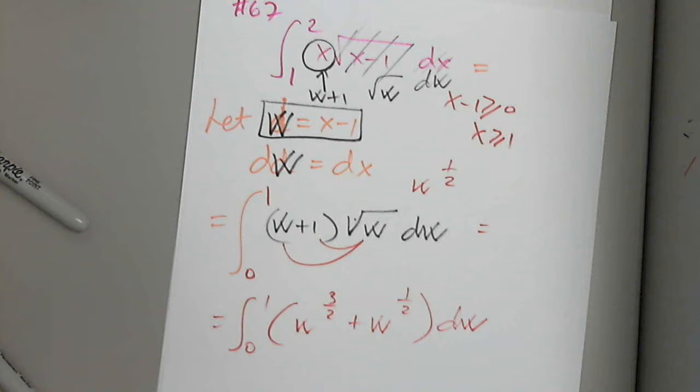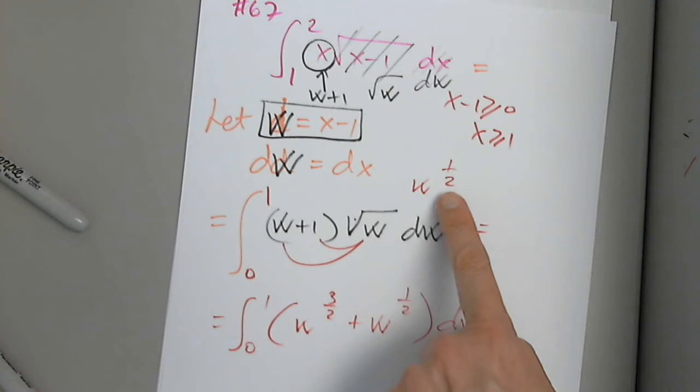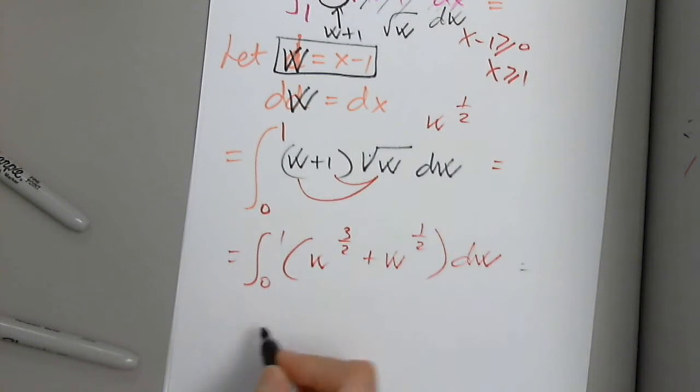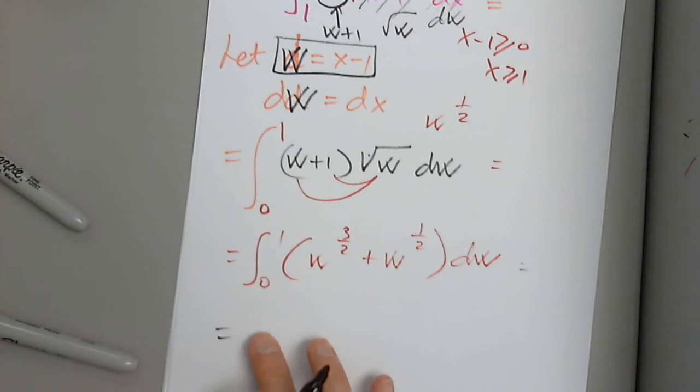Let's look at this for a moment and see if you have questions. I'm distributing W to 1/2 to W. Copy the base, add the exponents, and we get W to 3/2. I'm distributing W to 1/2 to 1, and I get W to 1/2. Is everyone okay with this? Yes, everyone? Okay, so now I need the function that I differentiate to get W to 3/2.